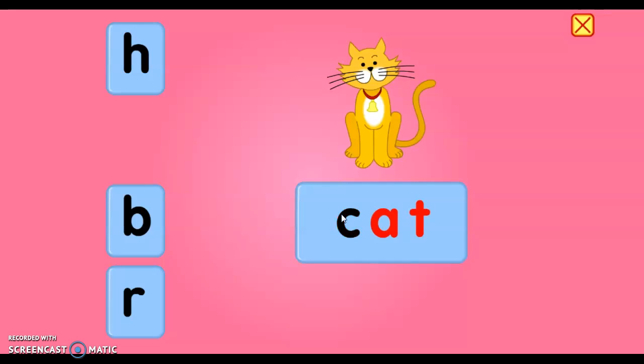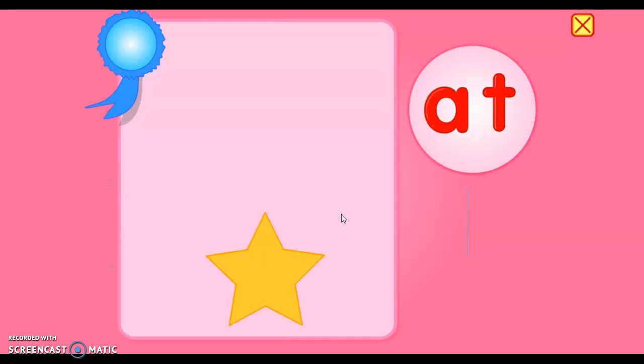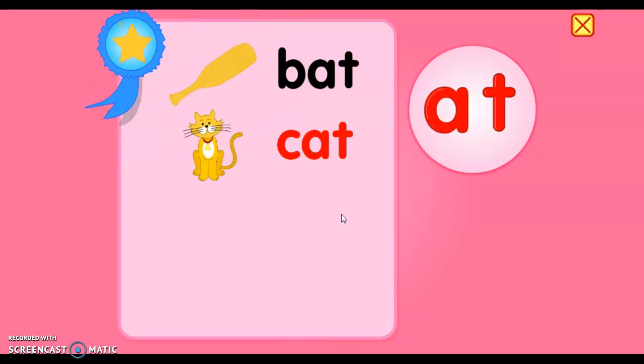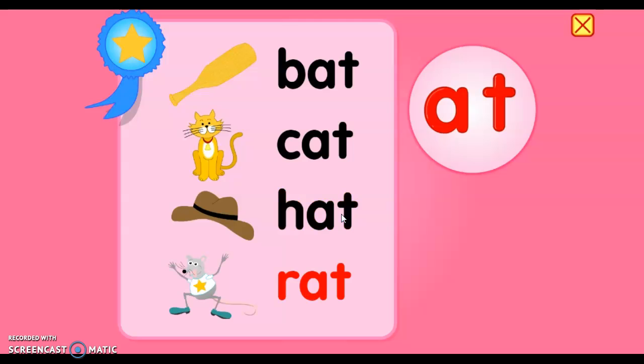Cat. Ruby, you know that. Cat. Hat. Rat. Now let's read them all together. These are all words that end with at. At. Bat. Cat. Hat. Rat. Very good. That was excellent. You did some excellent reading today.